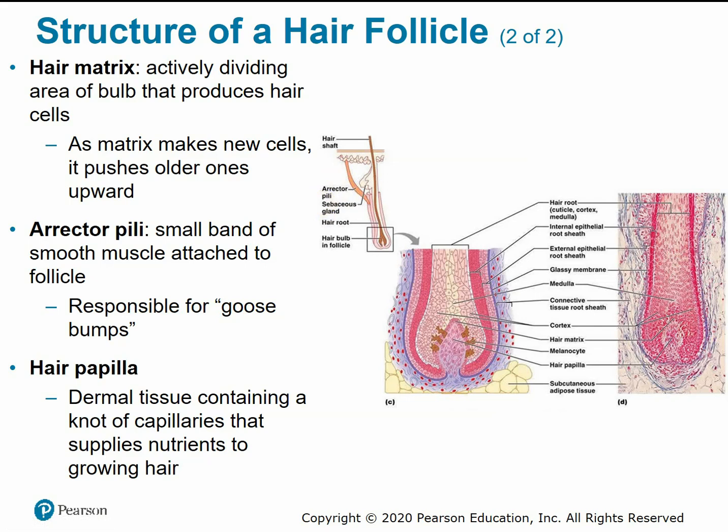It can also help with insulation. So back when our ancestors had more body hair or fur, we could use the arrector pili to bring the hair follicles upright and increase their insulation capacity. The hair papilla is the dermal supply of capillaries that's going to nourish these growing and developing hair cells.